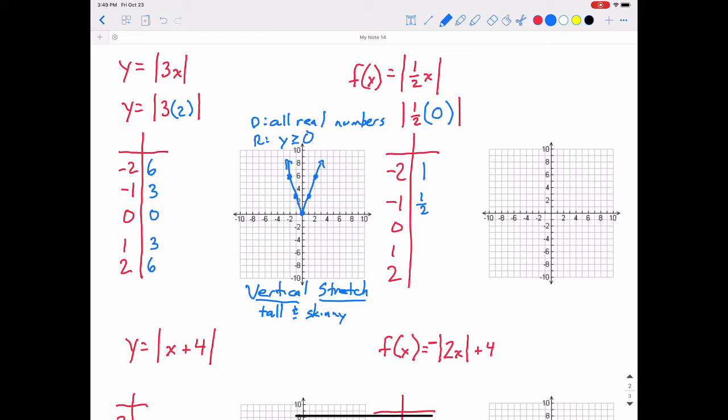Absolute value of 0, or excuse me, 1/2 times 0 is 0, and then the absolute value of 0 is 0. And then we'll do it with 1. 1/2 times 1 is 1/2. Absolute value of 1/2 is 1/2. And then with 2, 1/2 times 2 is 1. Absolute value of 1 is 1. So -2, 1. -1, 1/2, so I got to squeeze a half of a block there. 0, 0. 1, 1/2. And 2, 1.